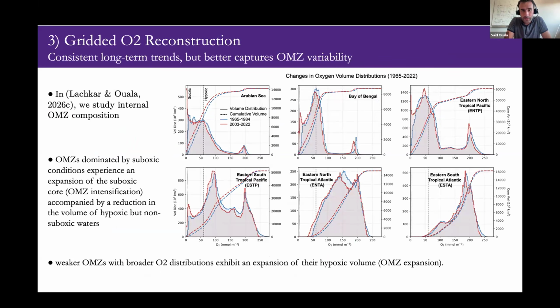Another study is where we are also trying to study the internal composition of oxygen minimum zones, when smoothing the interannual variability and focusing on the signal in the first 2 decades versus the oxygen minimum zone composition in the last 2 decades. So what we did here is that we plotted the volume histogram of the oxygen minimum zones for different oxygen minimum zones. For example, if we focus on the Arabian Sea, we have here on the x-axis oxygen bins, and on the y-axis the volume of oxygen that falls in these bins, basically a volume distribution.